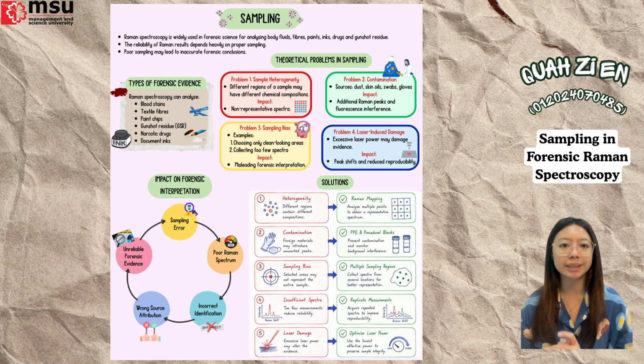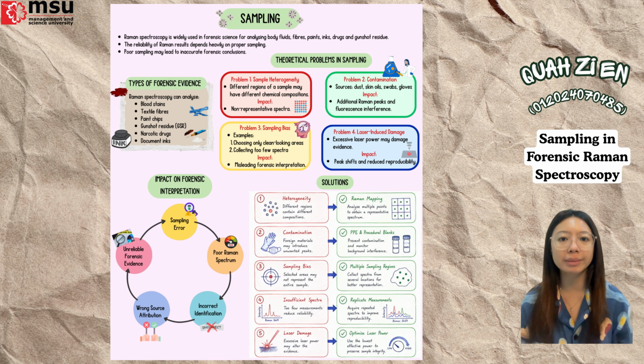The fourth problem is laser-induced damage. Excessive laser power may alter the sensitive forensic material, causing peak shift and also reducing reproducibility. Consequently, the acquired spectrum may no longer represent the original sample.